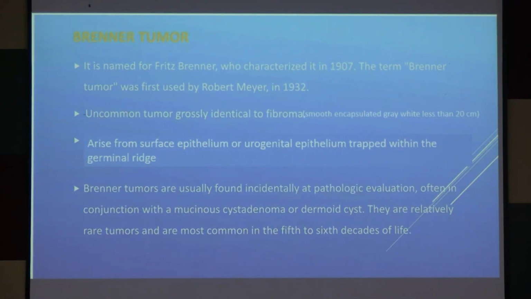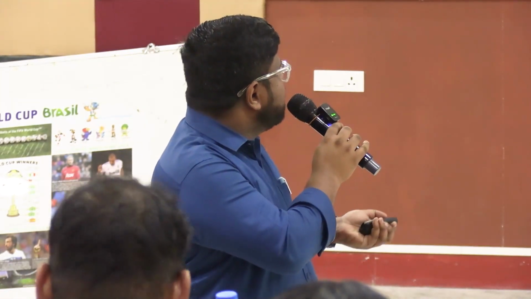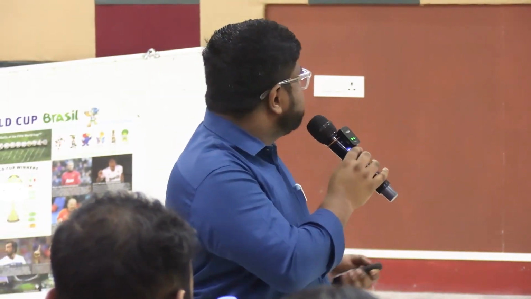Brenner's is a very unusual tumor, very uncommon. It contains urothelial epithelium. What is urothelial epithelium? Bladder epithelium. Okay, this is an ovarian tumor which contains bladder and kidney epithelium, transitional type epithelium, with abundant stroma. Again, it can secrete some kind of androgens and causes virilization and masculinization.